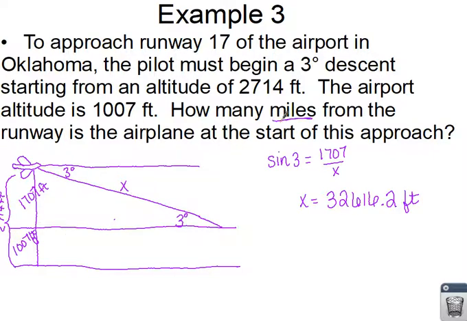But we want to know how many miles. And it just so happens that there's 5,280 feet in a mile. So we have to divide by 5,280 feet. So he starts this descent 6.2 miles away from the airport. You don't want your airplane to come in too fast. If it's coming in hot, it's going to crash.